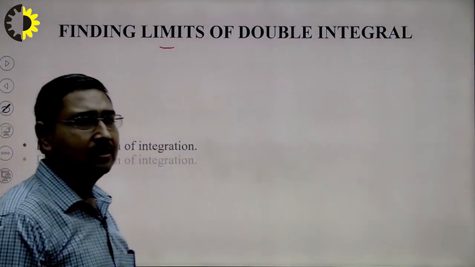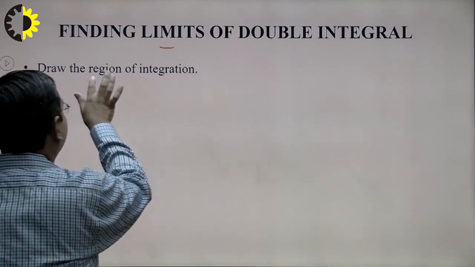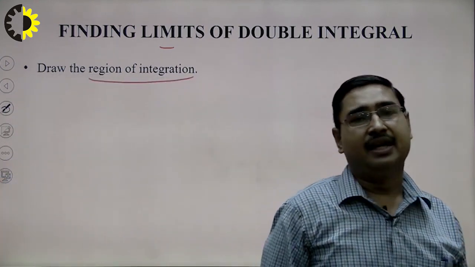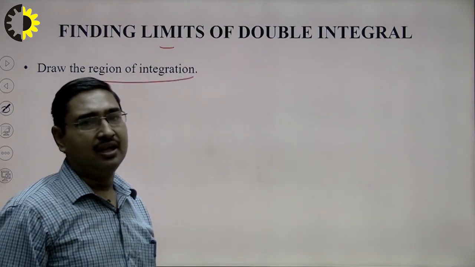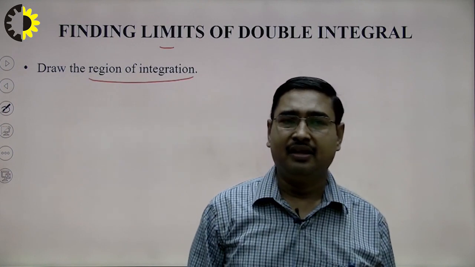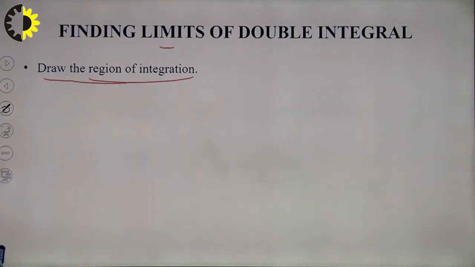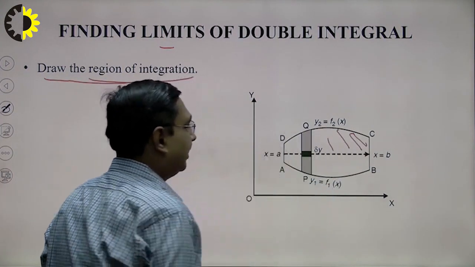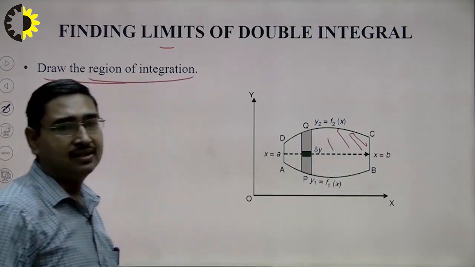To find the limits, we will always be given an area called the region of integration. Whenever we are not given limits directly, we will also be provided a region called the region of integration, that will be nothing but an area in the xy plane. We shall first draw that region of integration. After drawing it, suppose this is our region of integration bounded by these curves and these 2 lines.